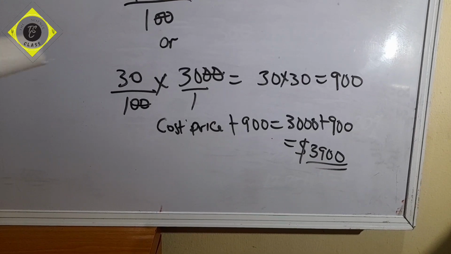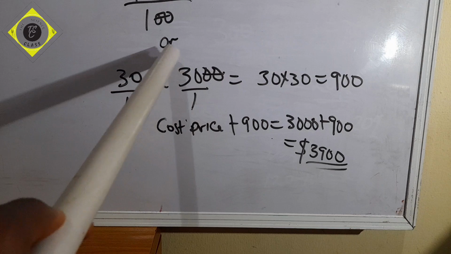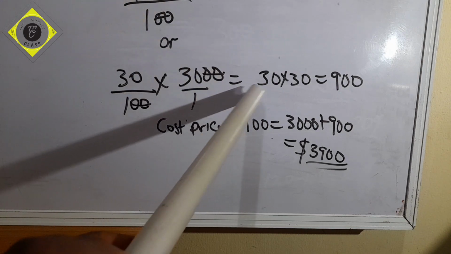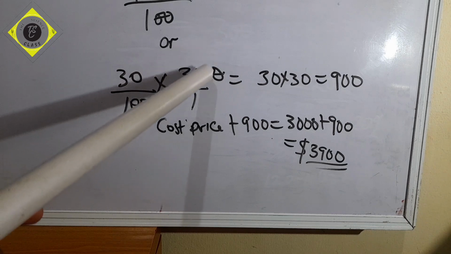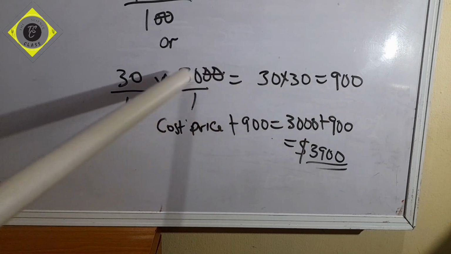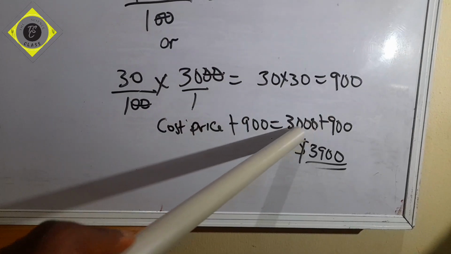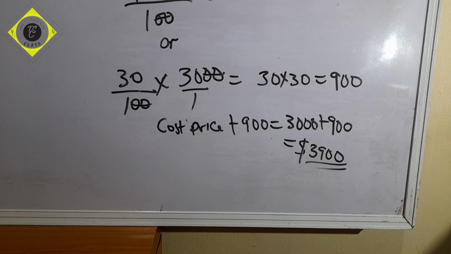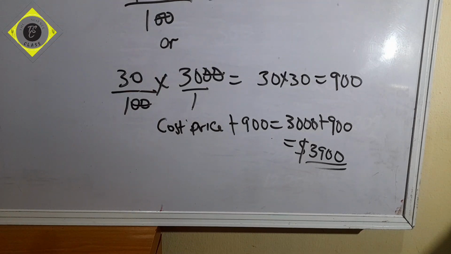All right, I can still solve this in another way. I can still solve it by simply getting 30% of 3,000. 30% of the cost price is 900. You understand? This is 30 over 100 times 3,000, which gives me 900. I've done my division, so I'll just add the 900 to the initial cost price of the car, and I will get 3,900. So you can see the two answers are the same thing. Let us go to the last example for today.